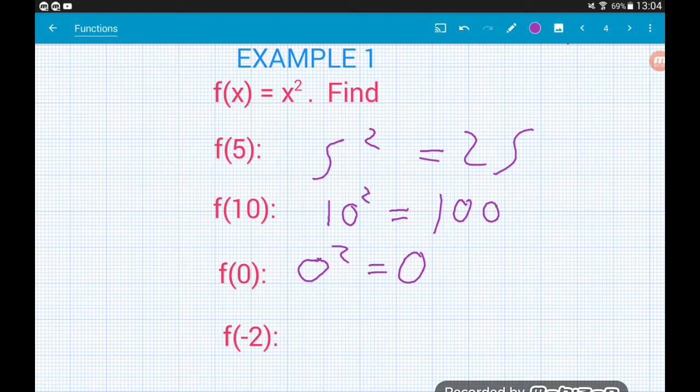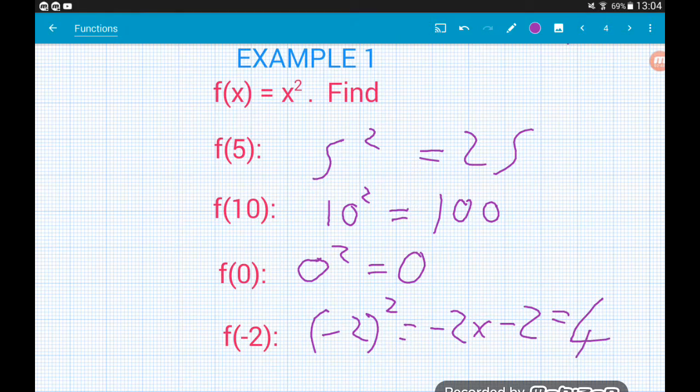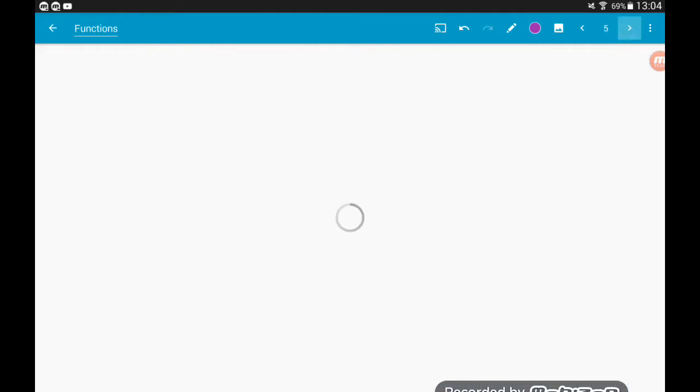F of minus 2. Just be careful if you have negative signs, the negative gets involved in the function. So x becomes minus 2, so we get minus 2 all squared, which remember is minus 2 times minus 2, and then a minus times a minus gives us a positive. So f of minus 2 there is positive 4.